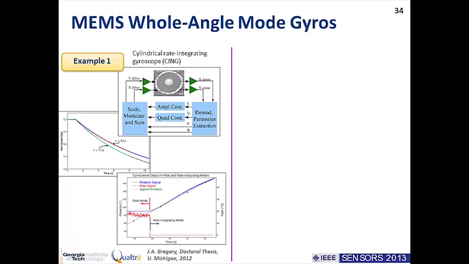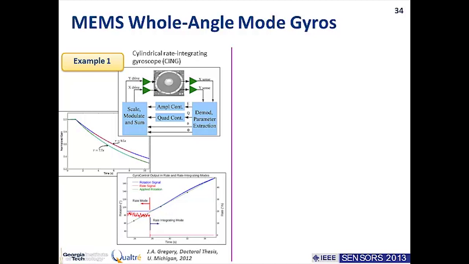So as far as I know, there are no commercial whole angle mode gyros implemented with MEMS structures, but there are some research groups in universities that have achieved this type of operation. Here's an example from the University of Michigan where they implemented a whole angle mode gyro that can operate both in rate mode and rate integrated mode, which is the same as whole angle mode.